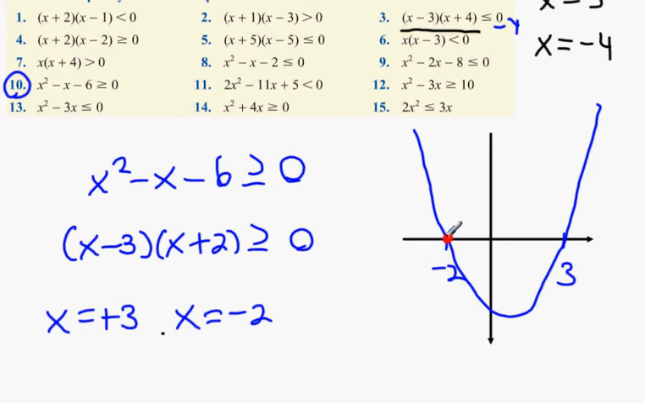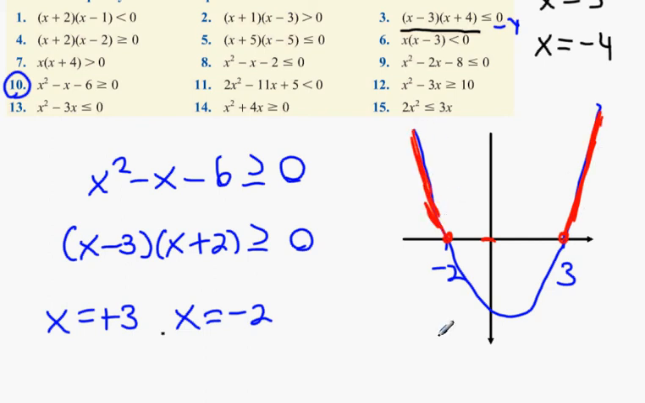Is it bigger than zero inside? Remember, it has to be bigger than 0. Bigger than 0 means above the x-axis. Is it above the x-axis in between these two values? No. Is it above the x-axis out here? Yes, it's above the x-axis out this way.